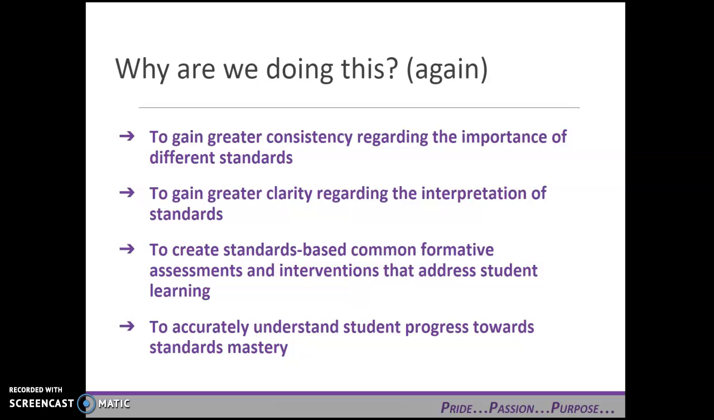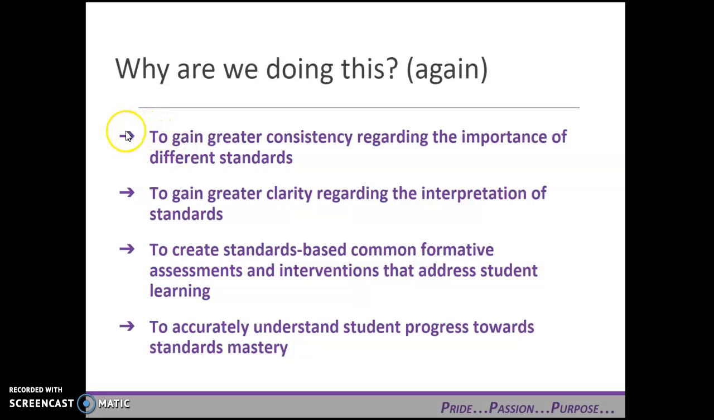Many of you may be thinking, I've already broken down standards. I've already helped choose priority standards. So you're asking yourself, why are we doing this again? It has been some years since some departments have unpacked standards, but it is a smart idea to revisit that work and prioritize standards so that we have a greater consistency.